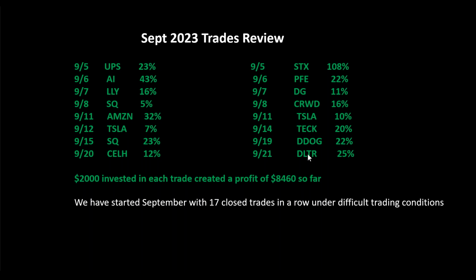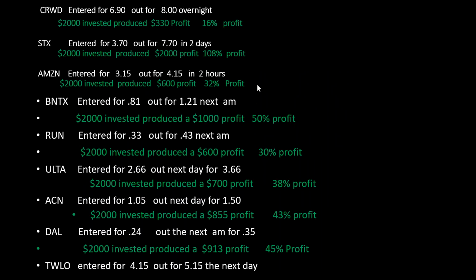We had this Dollar Tree that we closed out on Thursday. We had D-Dog that we've had since the 19th. We closed that out on Thursday for a 22% gain. This Sell H was an intraday trade. So again, so far in September, if you've invested $2,000 in each of the trades that we took, you would have been up $8,460 so far on a $2,000 investment. I think that's pretty good. And as I mentioned, these are very, very difficult trading conditions. So that just kind of gives you an overview of what the system has done.